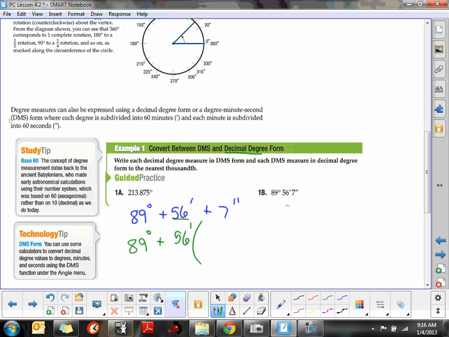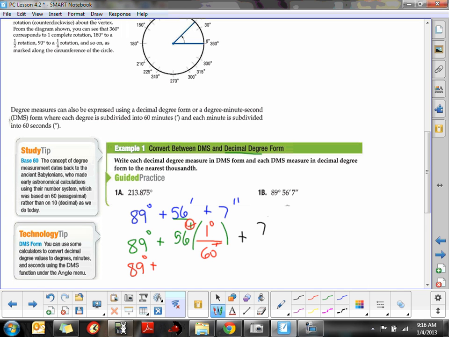I want to multiply it by a unit multiplier. In this case, I want the minutes to cancel, so I want to put 1 degree is equivalent to 60 minutes, with the 60 minutes on the bottom. Now the minutes units will cancel, so we'll take 56 divided by 60, and that'll give us what part of a degree that we have. So it's going to be 89 degrees plus whatever we get from that calculation. Then I'm going to continue on over here.